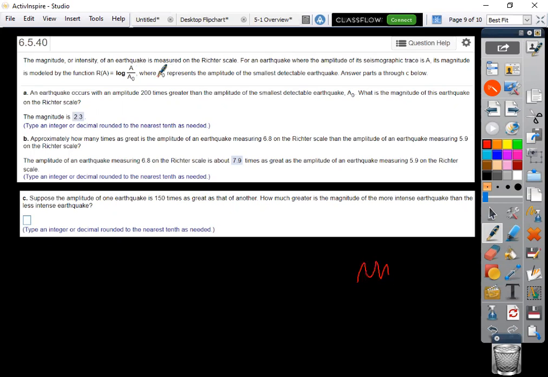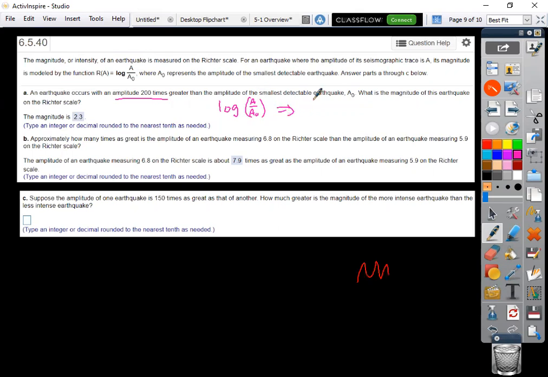So here, when they give you the first question, you're putting in how many times greater the movement or the amplitude is to the log, and then it calculates it. So it's log base 10 of that. If you have an amplitude of 200 times greater, that's like saying the log of A over A0 actually is the 200.